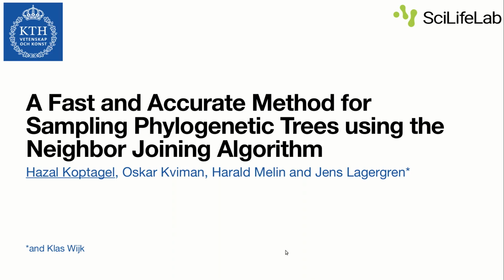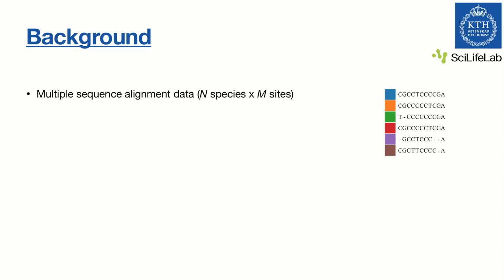Hazal Koptagel. I'm a PhD student at KTH Sweden, and I will present the work that Oscar, Harald, Jens and I are working on, and recently Klaus has joined our project as well. It is called a fast and accurate method for sampling phylogenetic trees using the neighbor joining algorithm.